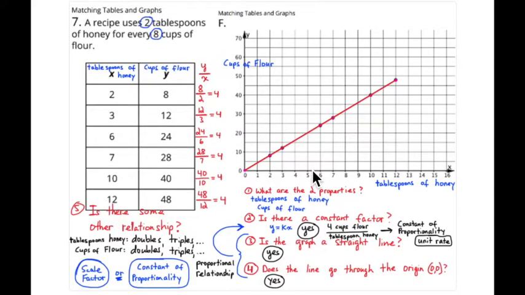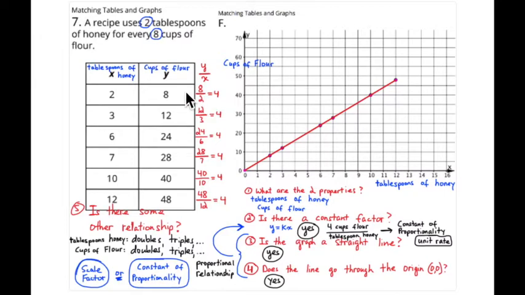And so the two quantities in this problem are tablespoons of honey and cups of flour. So if you take the cups of flour and you divide that by the tablespoons of honey, so y divided by x, so how much flour is there per tablespoon of honey? You get an answer of 4. So 8 divided by 2, 12 divided by 3, and so on. So you always get an answer of 4. So that is a constant of proportionality. It's a constant factor, and it's actually the unit rate.